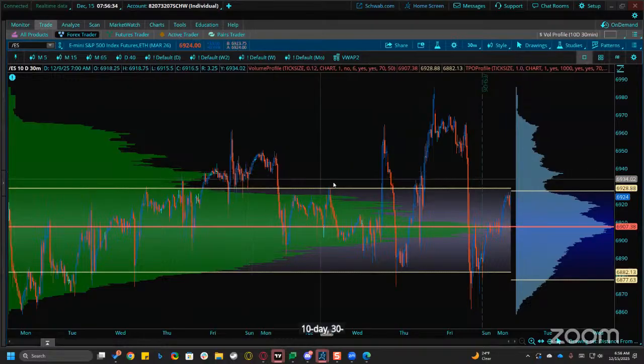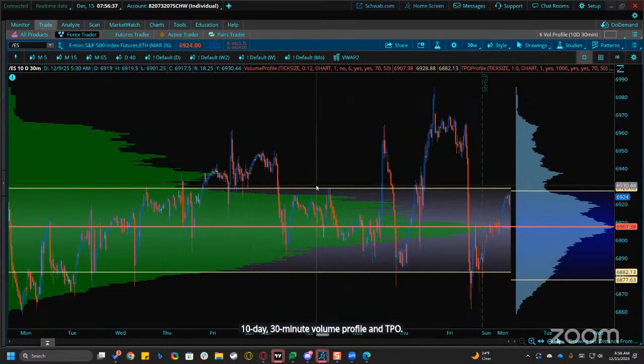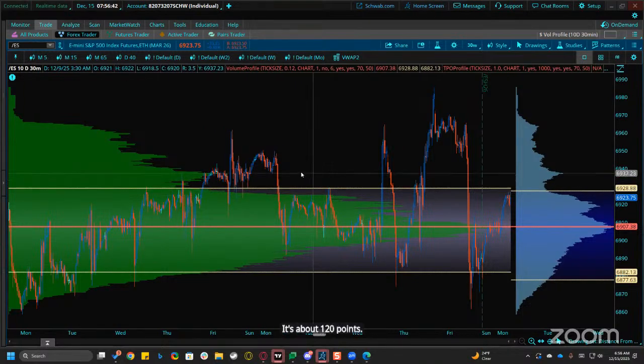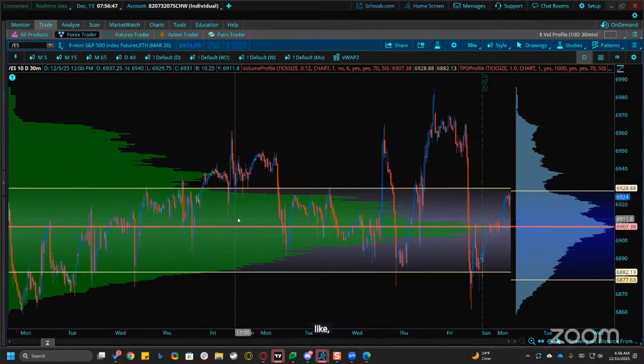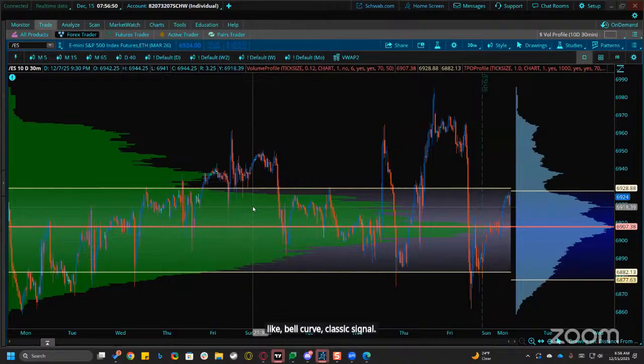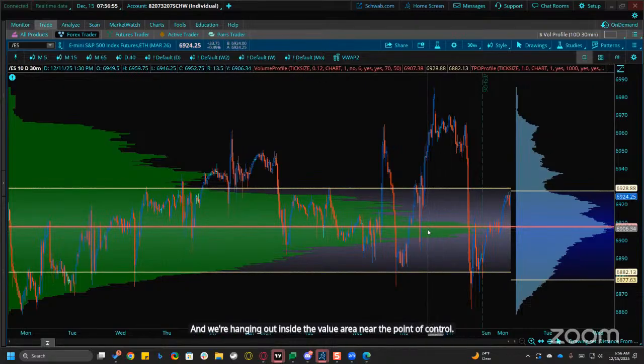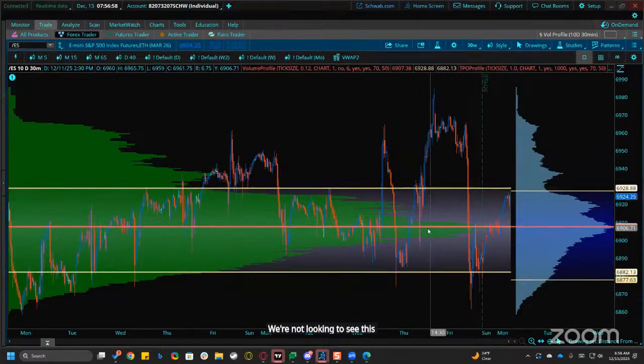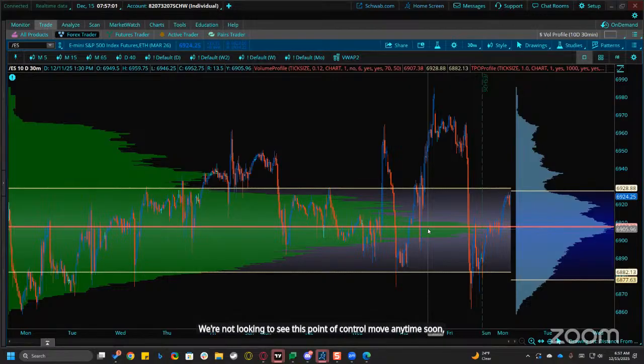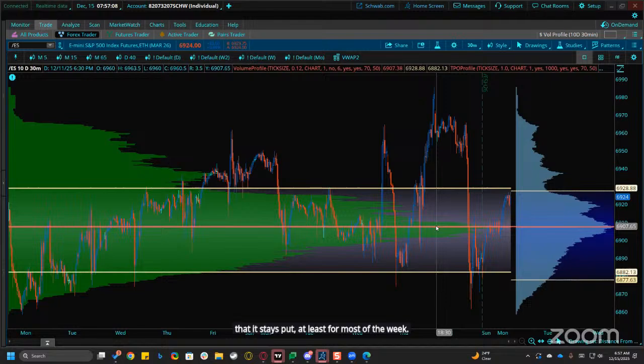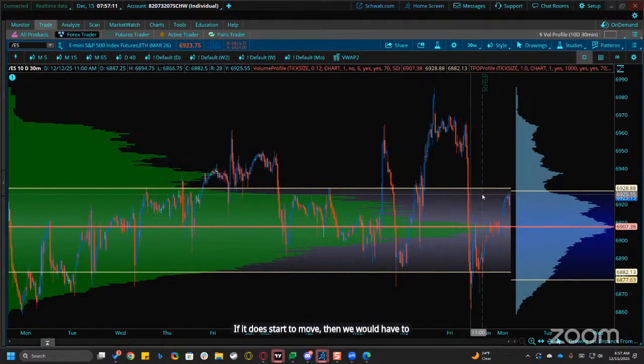Ten-day, 30-minute volume profile and TPO. We have a narrower range now. It's about 120 points. It's a really clean distribution, just a classic bell curve signal. And we're hanging out inside the value area near the point of control. We're not looking to see this point of control move anytime soon either. So it shouldn't be a surprise that it stays put, at least for most of the week. If it does start to move, then we would have to build out a spot for it to move to.